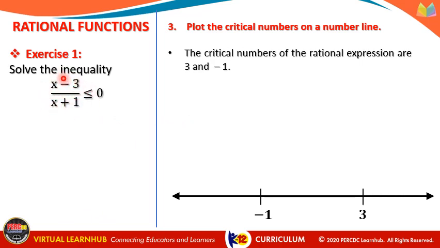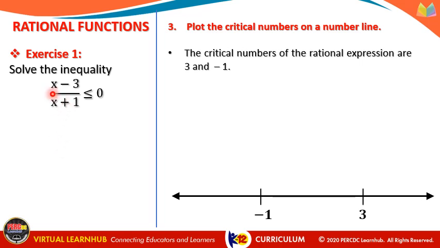Pwede ba na ito ay 0? Okay lang ba na ang x minus 3 over x plus 1 ay maging 0? The answer is yes. Yun ang nakalagay dito: x minus 3 over x plus 1 is less than or equal to 0. Pwede na mag-0 ito. Tanong, kailan ba magiging 0 ang x minus 3 over x plus 1?